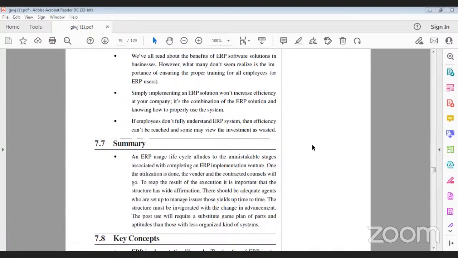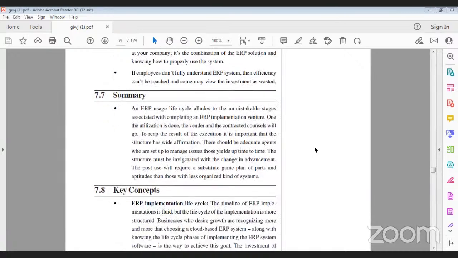There are also some key concepts here. The first key concept is the ERP implementation life cycle. In this life cycle, you will find that there are some points that must be taken into account: business desire, then cloud-based ERP, along with the knowledge of life cycle features. To achieve this goal, investment of time and money into finding the best ERP is required.